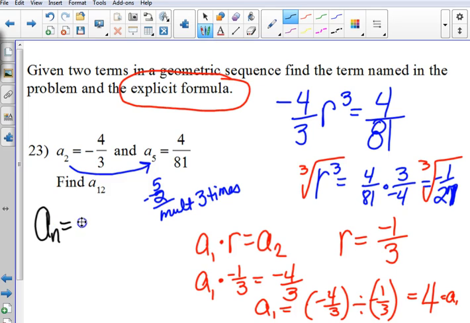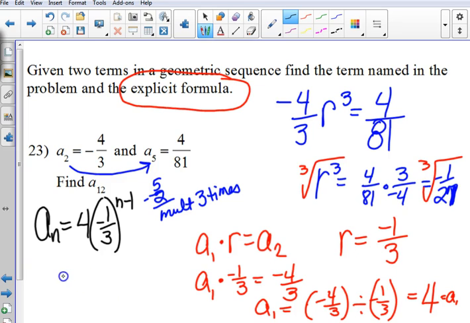a sub n equals 4 times negative 1/3 to the n minus 1. Oh, that's an interesting set of parentheses. I think they're touching at the top. No touching!